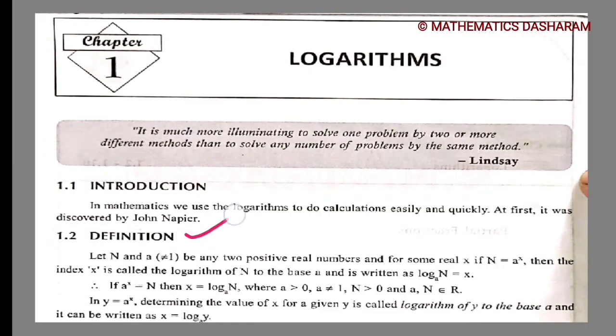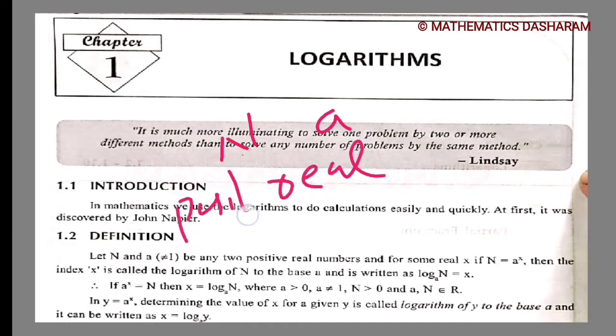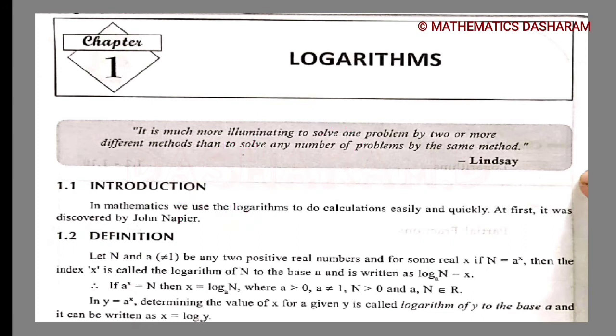Next, the definition of a logarithm. Here N and a are any two positive real numbers. Capital N and small a are both real numbers, positive real numbers. We already know that rational and irrational numbers together are called real numbers. And one more important thing: here a is not equal to 1. So a should be taken as not equal to 1.